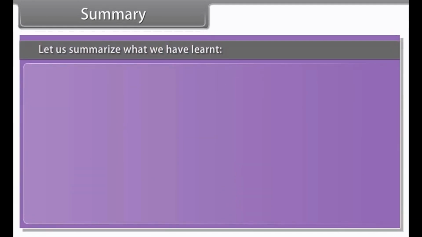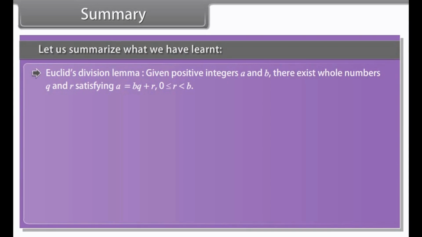Summary. Let us summarize what we have learned. Euclid's division lemma: given positive integers a and b, there exist whole numbers q and r satisfying a equals bq plus r, where 0 is less than or equal to r, which is less than b.